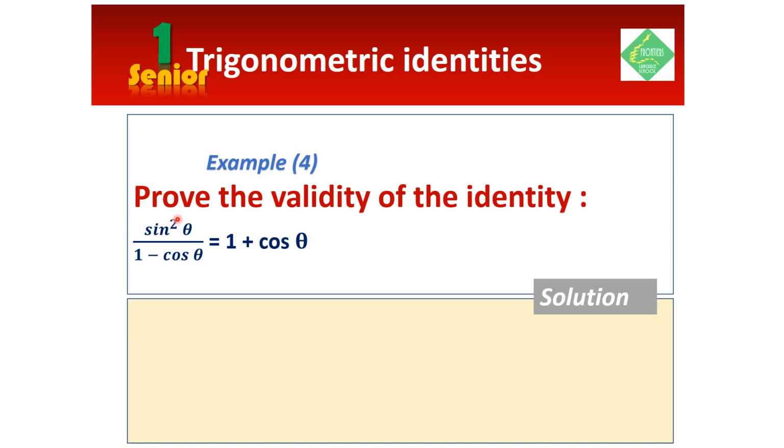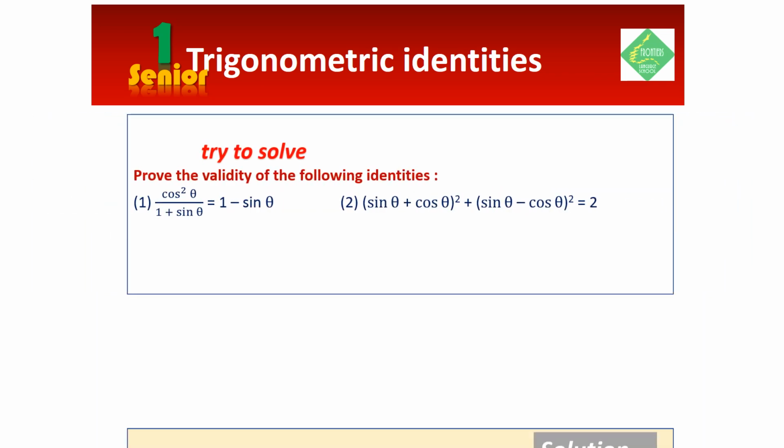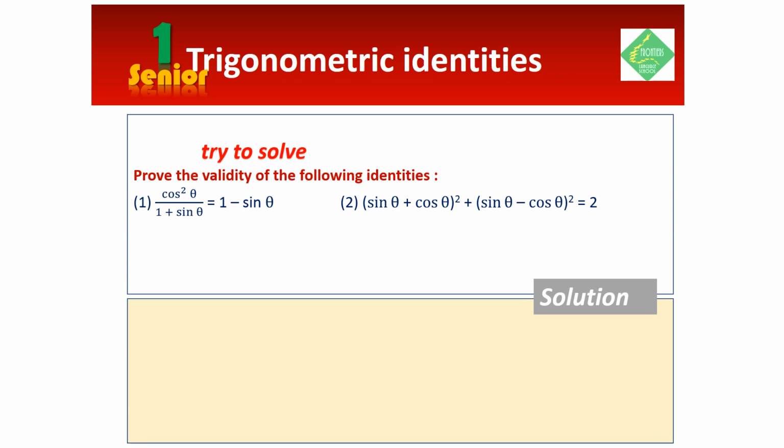So it will be 1 minus cosine square, perfect square, so it will be 1 plus cosine multiplying 1 minus cosine over 1 minus cosine. They will be eliminated together, 1 minus cosine, 1 minus cosine. So it will be 1 plus cosine theta equals right hand side. Easy one. Try to solve this and show me at the class.